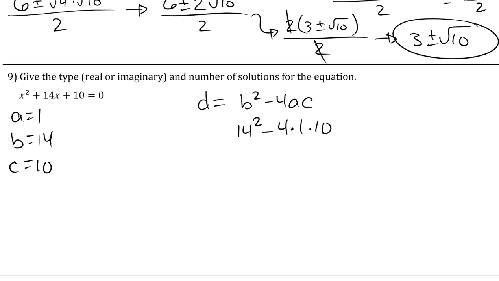So we're looking at 14 squared, which is large, and which I'm ashamed to say at the moment, well, thank you, calculator. It's 196, and I'm going to subtract from that 4 times 10, or 40. So my discriminant is the number 156. Well, you know what? I'm done, because the discriminant is positive, right? Whenever the discriminant is greater than 0, I know that I have two real solutions.